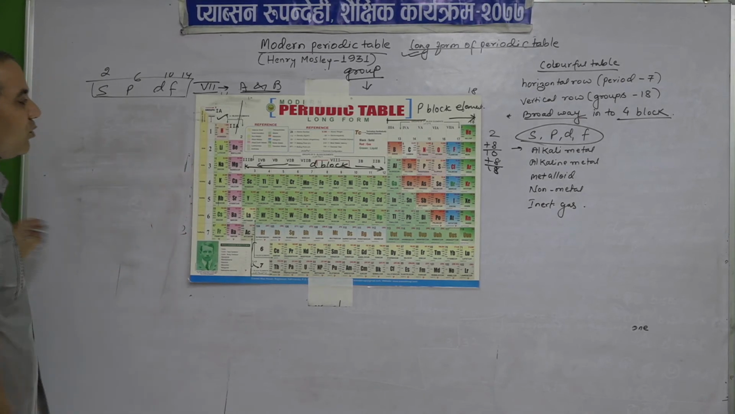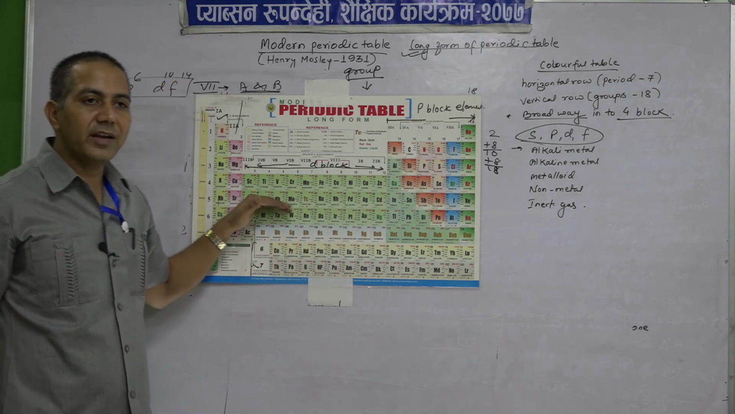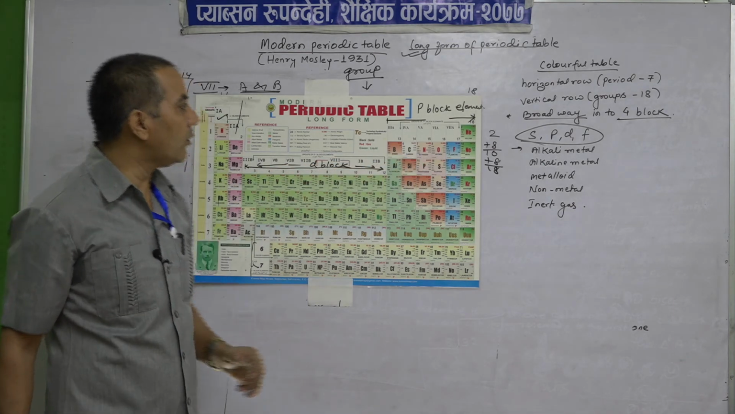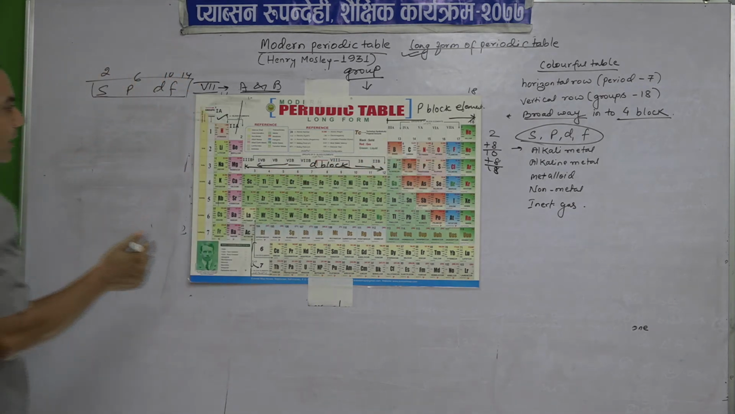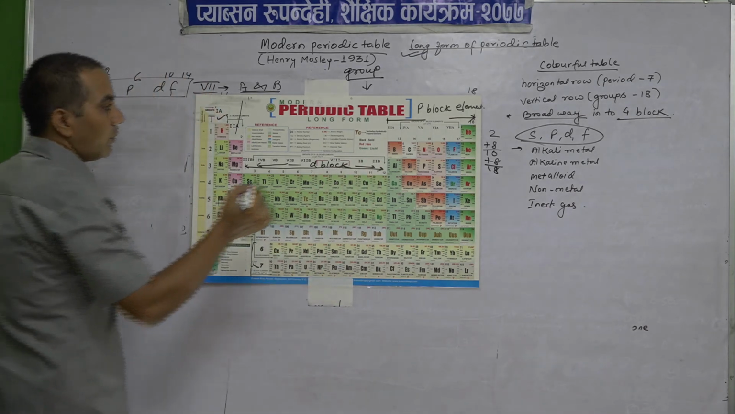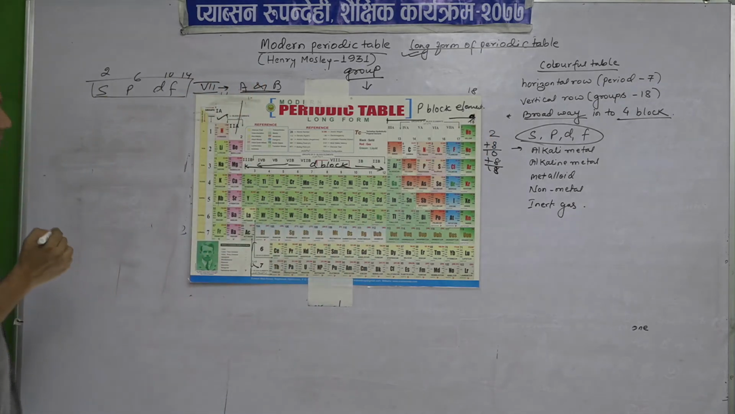In our course these things are not to be studied; it is not necessary to study this one. We will concentrate here from 3A groups to 7. Then the next one we will see is the 8 group, the 0 group.